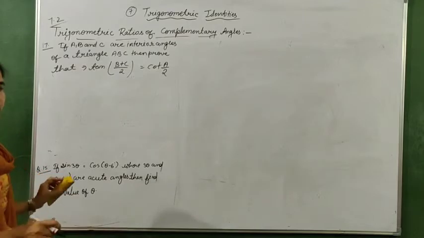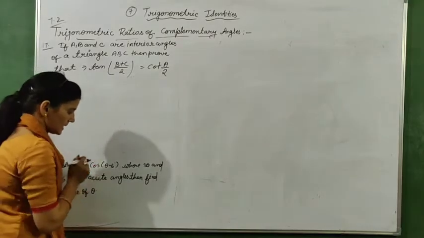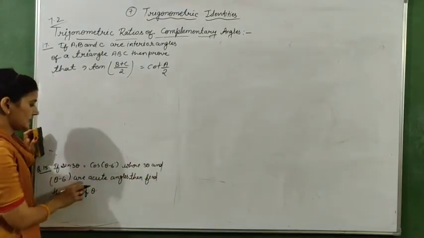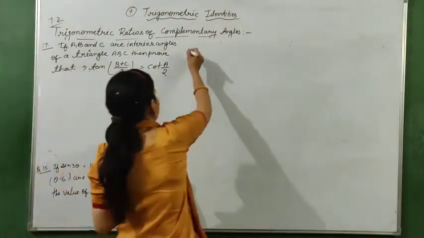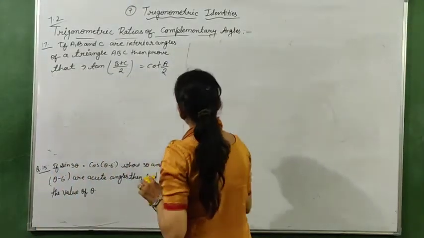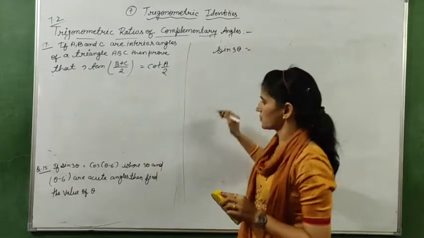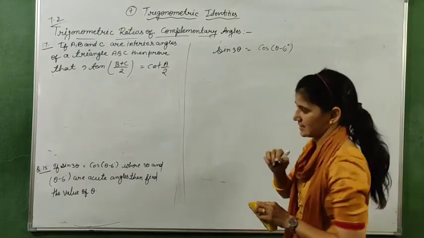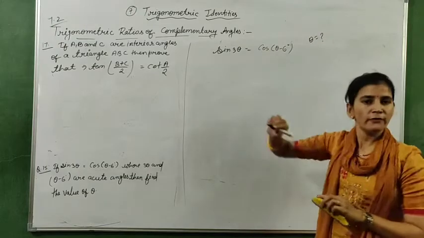Now question number 15. If sin 3 theta is equal to cos (theta minus 6 degree), where 3 theta and theta minus 6 degree are acute angles, then find the value of theta. Students, in this question it is given that sin 3 theta is equal to cos (theta minus 6 degree), and we have to find the value of theta.